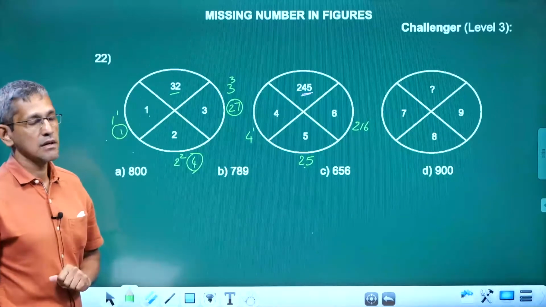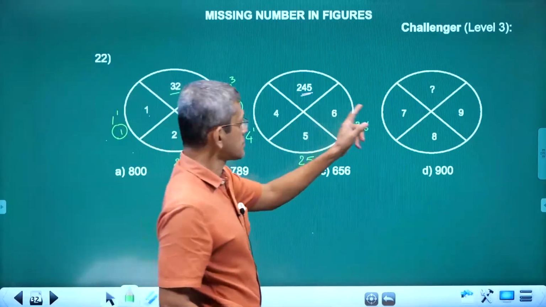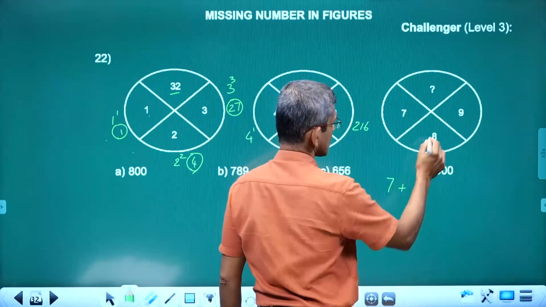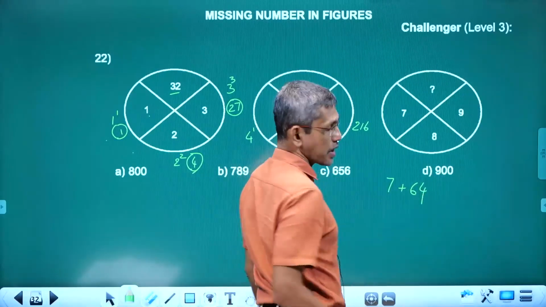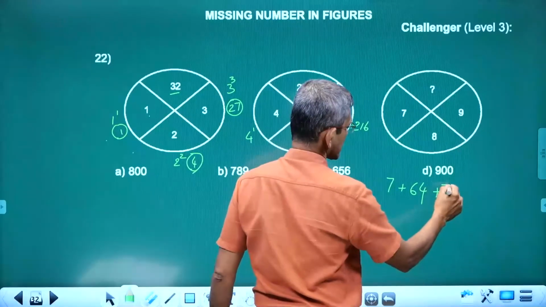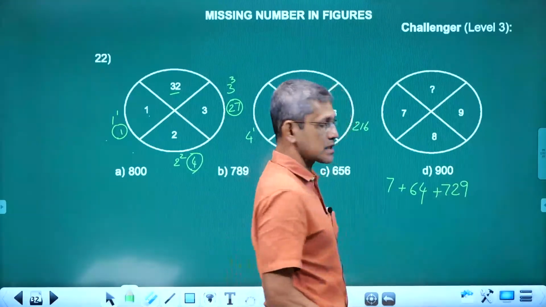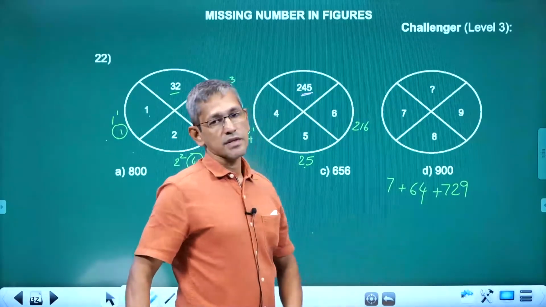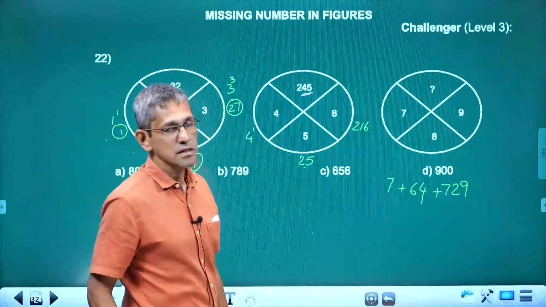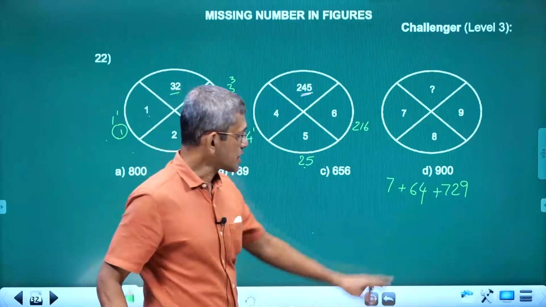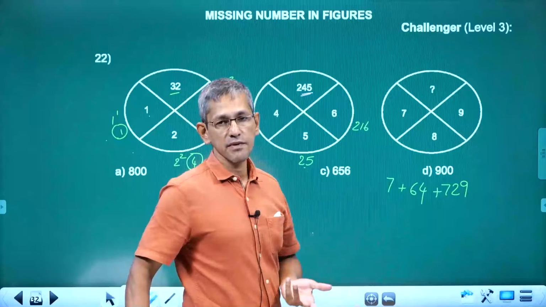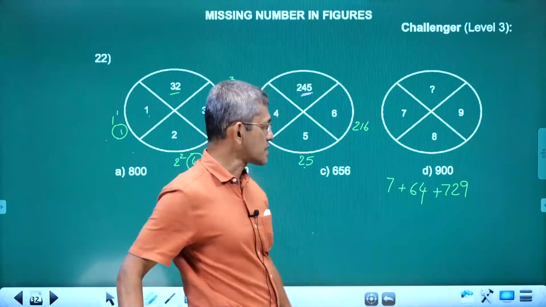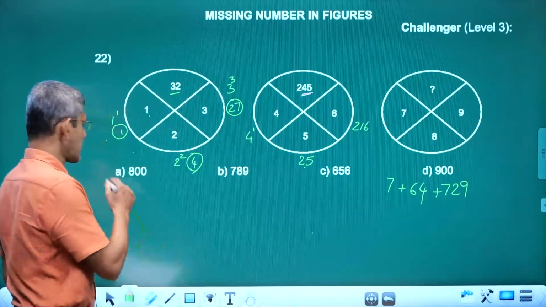Perfectly all right. And we apply the same pattern right here, 7, 8, 9. So 7 plus 64, that is 8 square, plus 9 cube, 729. So 729 plus how much do we get? 64 plus 7, that is 71. So here 729, make it 730. We'll take that 1 from here. So 730 plus 70. So it is 800 is the answer.